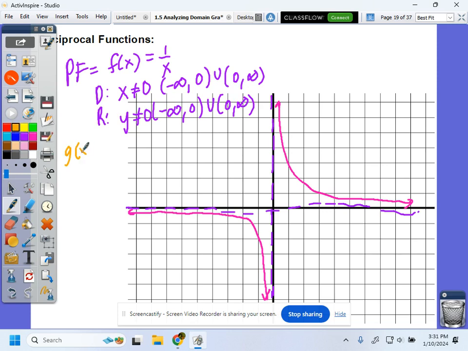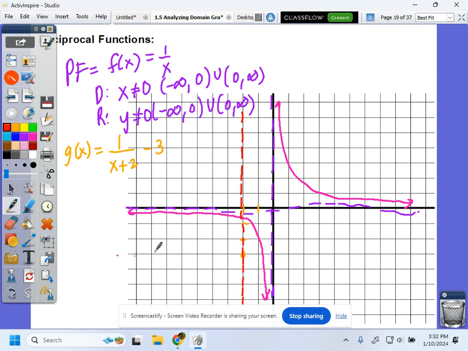Let's give you an example. g of x, let's say here, 1 over (x plus 2) minus 3. What's the meaning of that one? The plus 2 here tells you you're going to go left 2. So left 2, negative 1, negative 2, and minus 3. Negative 1, negative 2, negative 3. So that's basically the main point. Your asymptotes there will be crossing that main point horizontally and vertically.